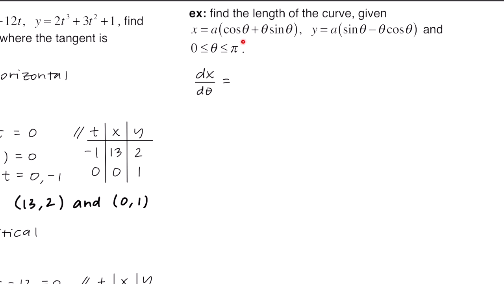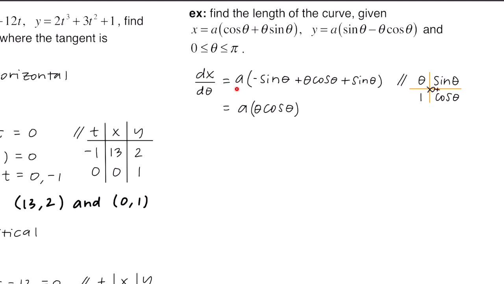The first thing I want to point out is that a is a constant, so I'm just going to bring it down. The derivative of cosine is going to be negative sine. And then to take the derivative of this term, it's going to require the product rule. So the derivative of theta is 1, and the derivative of sine is cosine. We start in the upper left corner, we multiply these together, and then we add the product of these guys. So we get theta cosine theta plus sine of theta. And then if you look inside the parentheses, you can see that these sine thetas are going to cancel. So we just get a times theta cosine of theta.